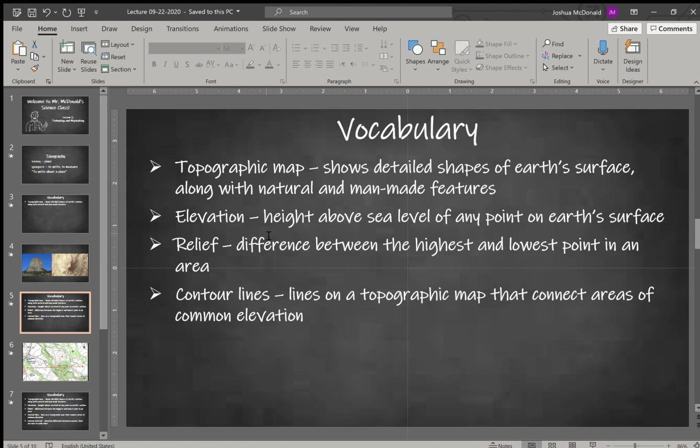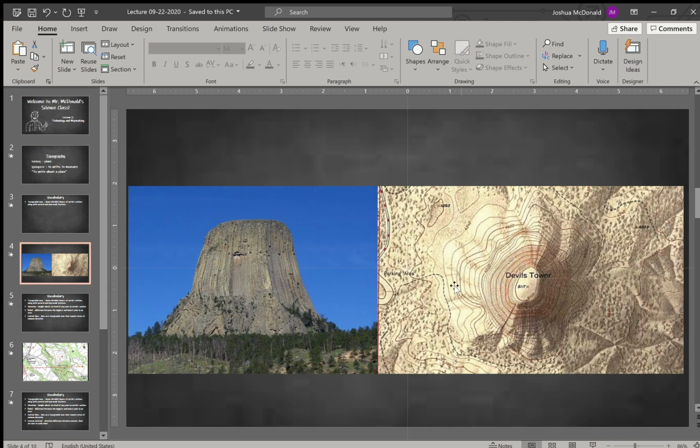Then you have relief, and relief is the difference between your highest and your lowest point in an area. So think back to Mount Rainier. The relief between Mount Rainier at 4,392 meters and Olympia, which is 43 meters, the relief is 4,349 meters.